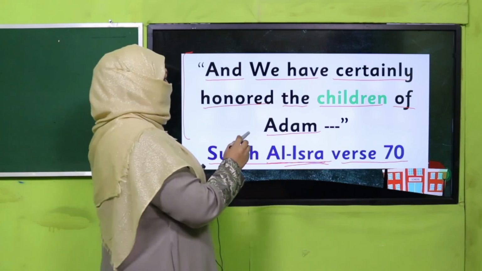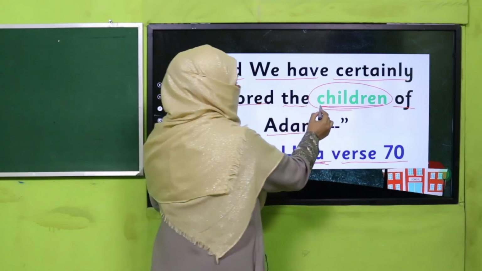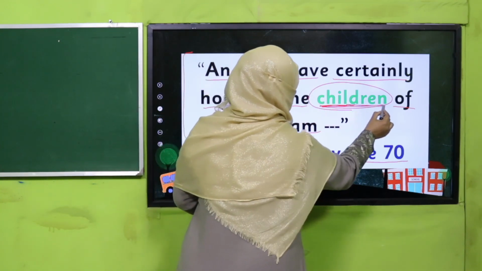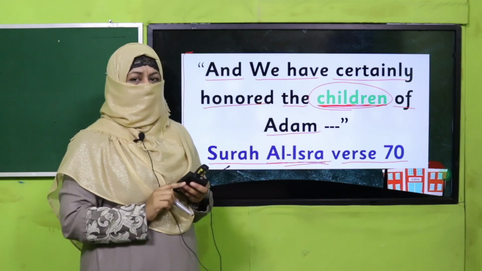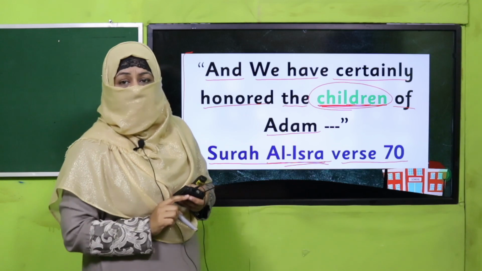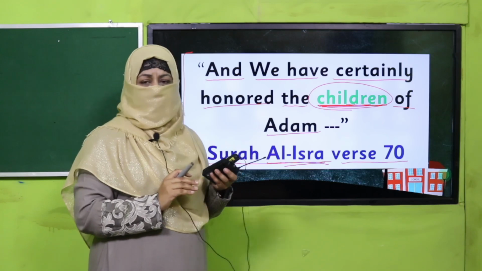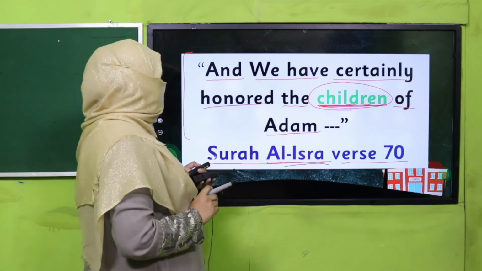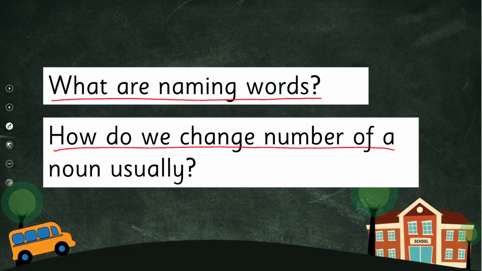Now, look at this word, children. One is child and more than one are children, so it's a plural, more than one. So we have learnt about singular and plural and how do we make a singular into a plural noun and how we make a plural into a singular noun. Do you remember all these things? Okay, so first you tell me what are naming words and how do we change number of nouns usually. So whatever you have learnt about how to change the number of noun, pause the video, tell to your teacher and then come back.